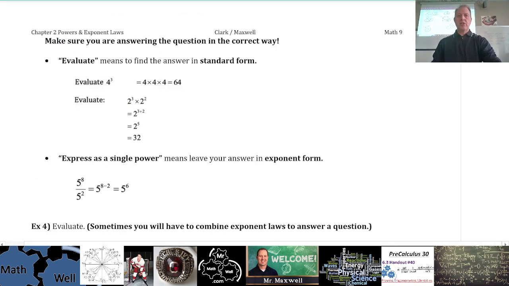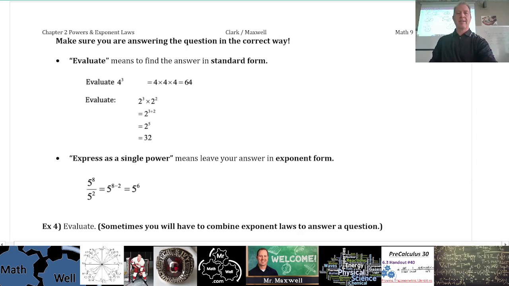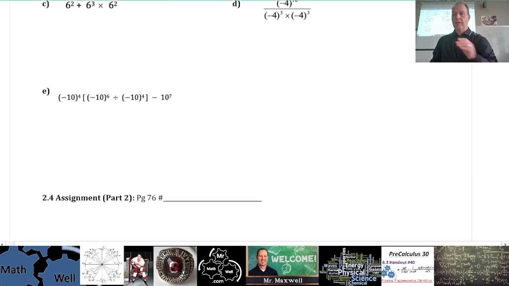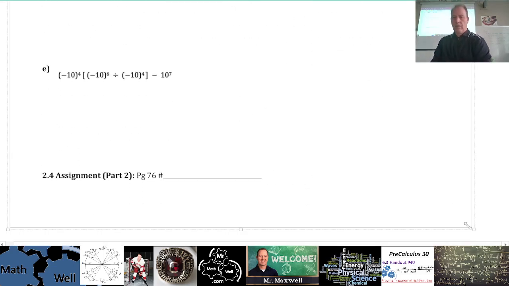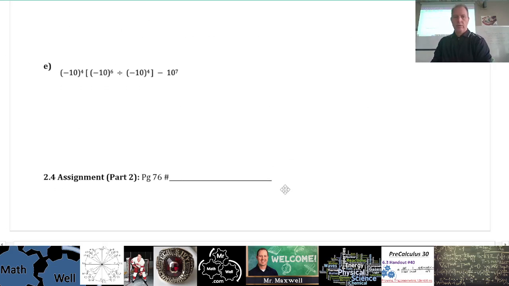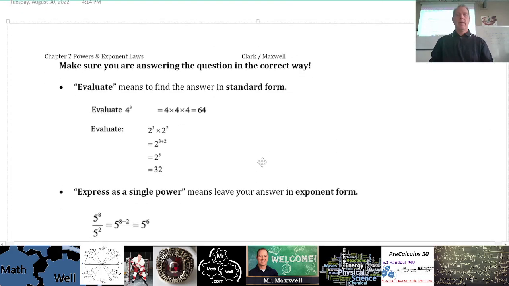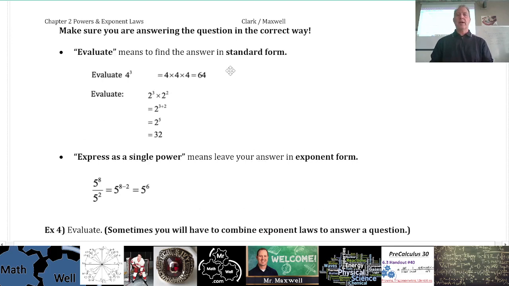All right, so next page, just some clarification on standard form, exponent form, but also we're going to combine some of these laws together now. And am I still frozen there? Good. All right, so make sure you're answering the question in the correct way. All right. Okay, girls. Shh, quiet now.